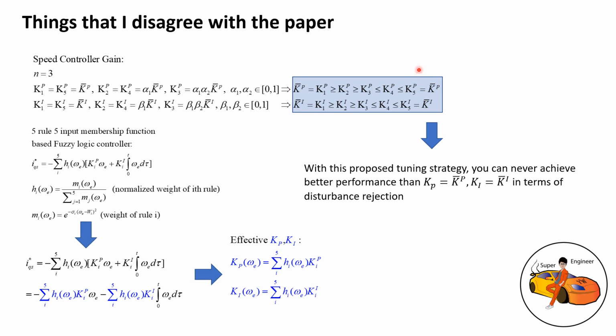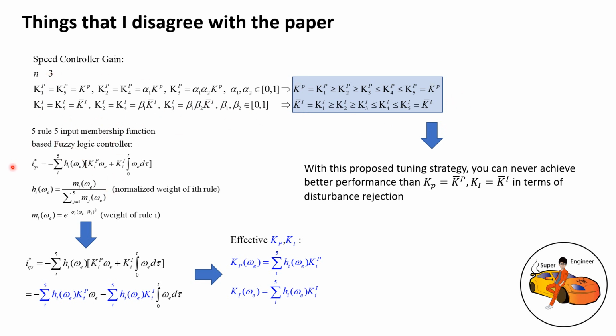when the tracking error omega e is large, and then when the tracking error is kind of medium, we use a little bit smaller gain. When the tracking error is 0, we use the smallest gain. So similarly for Ki, this is proposed from the paper.